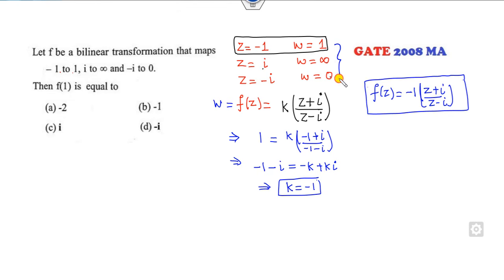This is my bilinear transformation. You can verify it. This property is satisfied. Then what is f of 1? That's over. What is that? It's 1 plus iota over 1 minus iota. You can rationalize it. It is 2 iota over 2. So this will cancel. It's minus iota is the right answer of this.